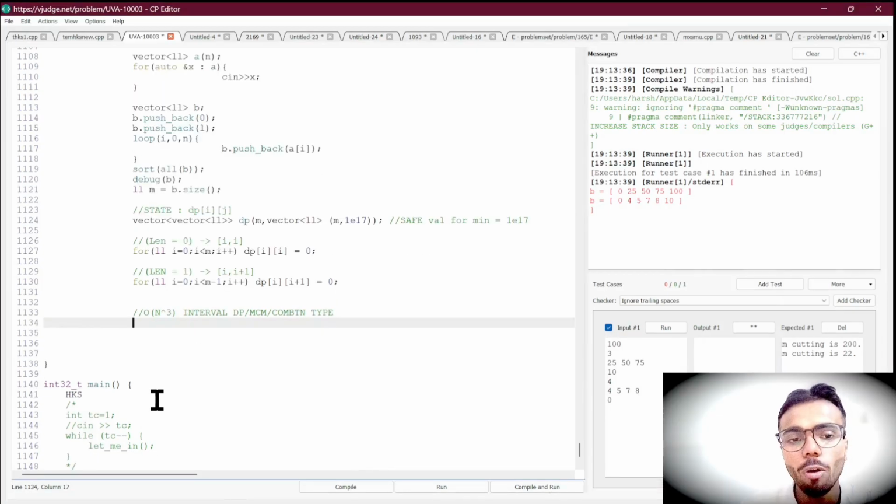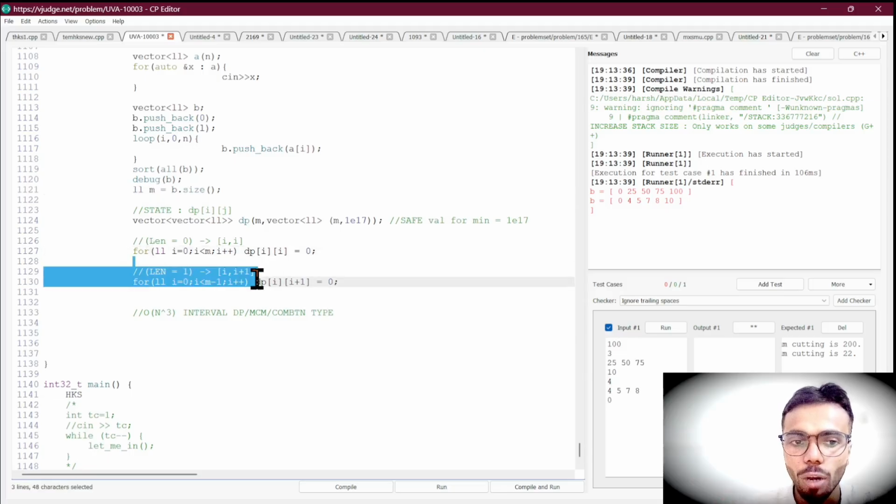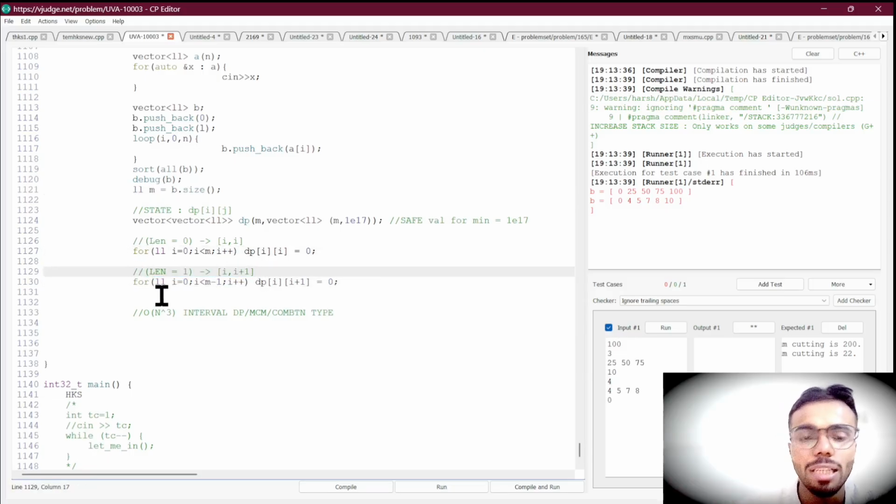That's it. If I look at the O(N cubed) interval DP, what we do is we iterate over all possible interval lengths. So what could be the possible interval length? Since I have m coordinates, the minimum length of interval should be obviously, 0 is already taken and 1 is already taken. So the possible interval length becomes 2. And the maximum will be m minus 1, because m coordinates will form the maximum segment of size m minus 1.